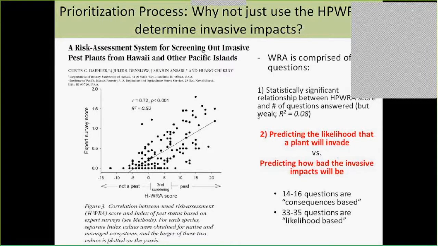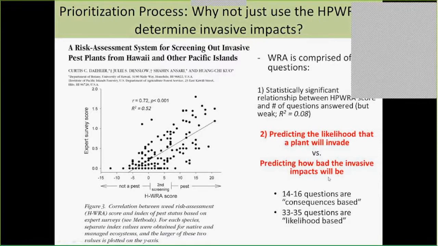The major reason why we don't use just the WRA alone to prioritize plants is because there's a very subtle but important difference between predicting the likelihood that a plant will invade, which was what this whole paper was totally about. Anything we do beyond this is a kind of extrapolation of that concept. So there's a subtle difference between predicting the likelihood that a plant will invade and predicting how bad the invasive impact will be.